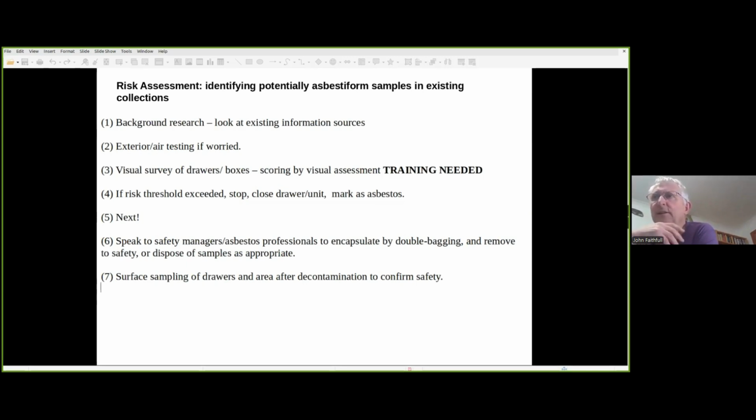If you're wanting to look at those kinds of risks in existing collections, this is a thing where some of the museum experience may actually be useful to the wider community. Look at existing information sources. So if you've got a PhD collection, you can read the PhD thesis and see what kind of materials are in there. And that will probably quite quickly allow you to say, well, he was working on limestones from the Bahamas, there's not going to be an asbestos hazard in any of that material. Again, there is the exterior air testing and surface testing, if you're worried in rock stores and so on.